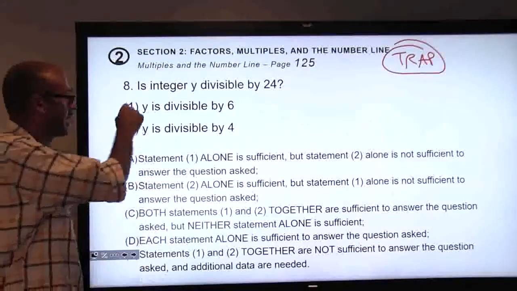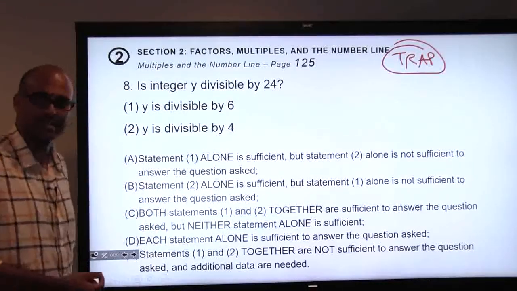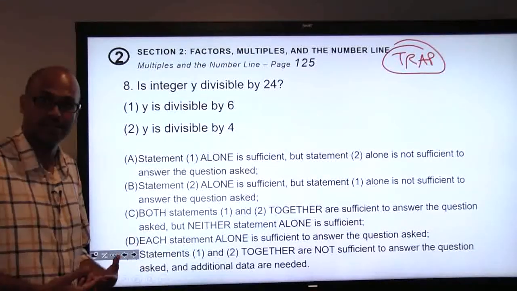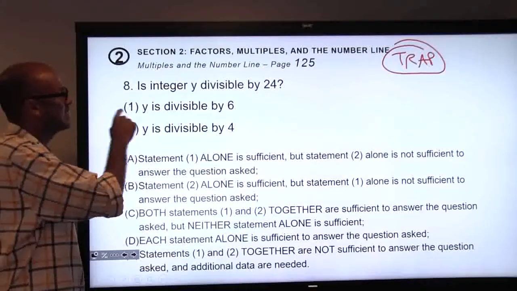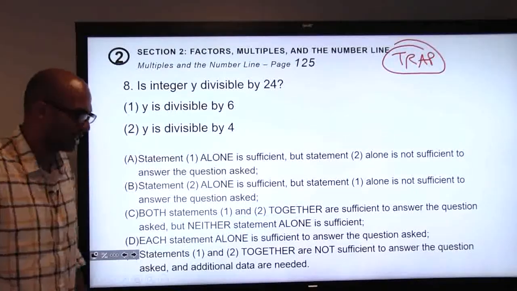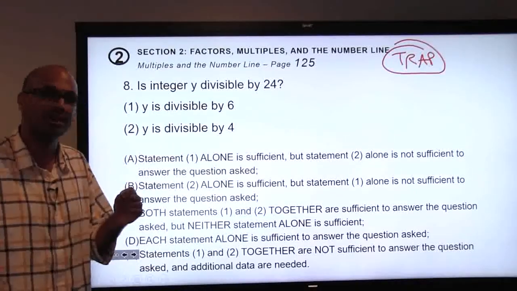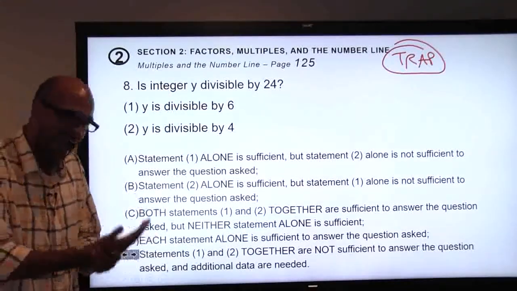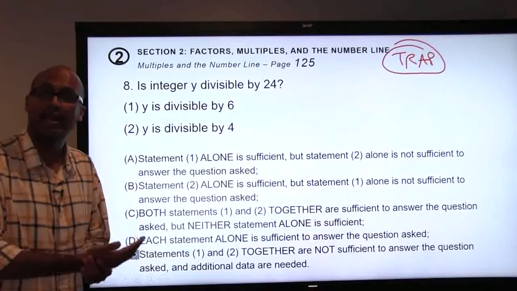Now remember, statement 1 and statement 2 are facts. They are true. They are pieces of evidence. If you have a piece of evidence, your question is, what do you do with it? You have to then look back at the question and you have to say, hey, if I have this, is this enough to answer the question?